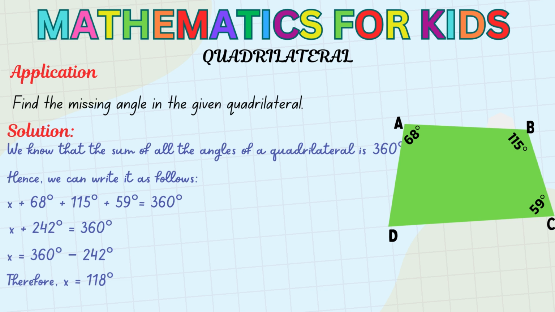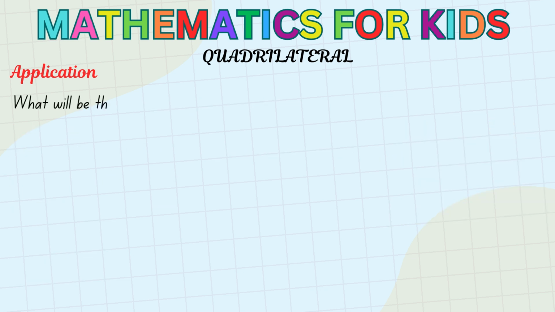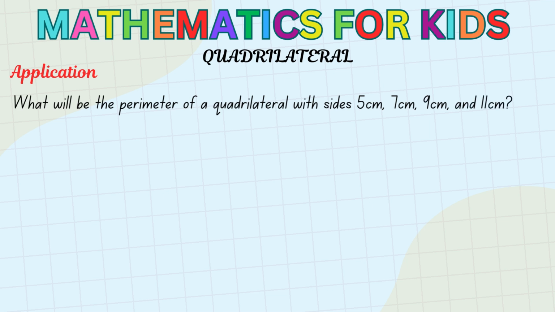In the second application, we have a quadrilateral with sides 5 centimeters, 7 centimeters, 9 centimeters, and 11 centimeters, and we have to find the perimeter of this quadrilateral.